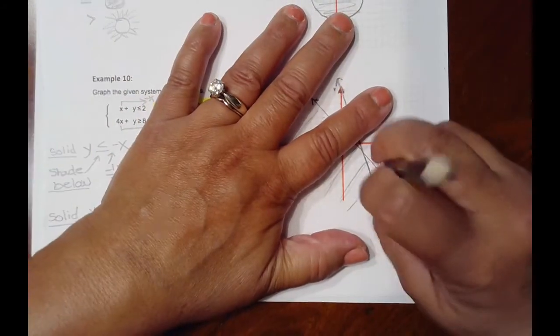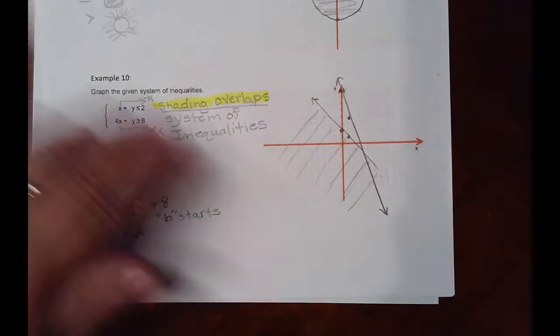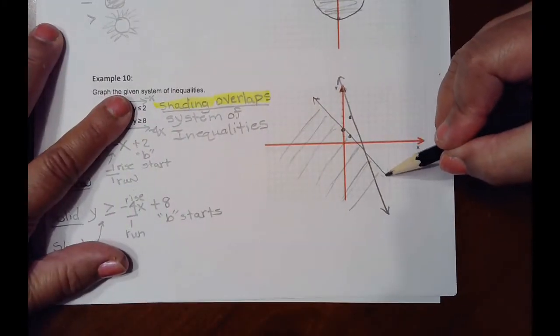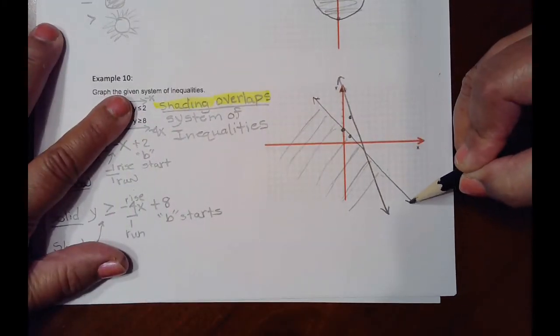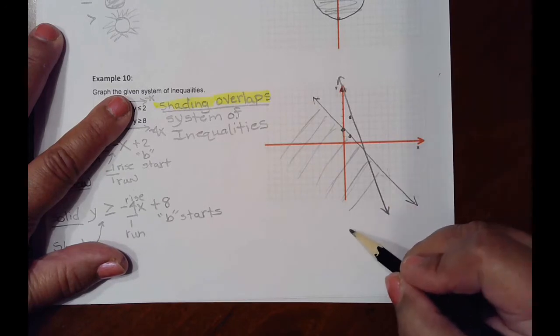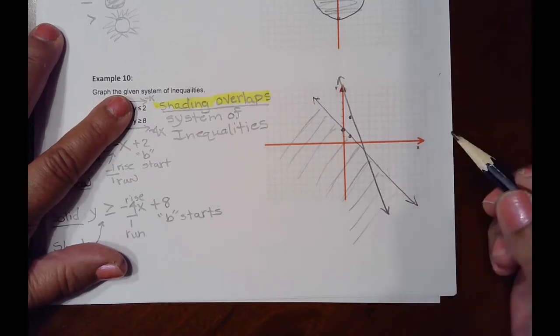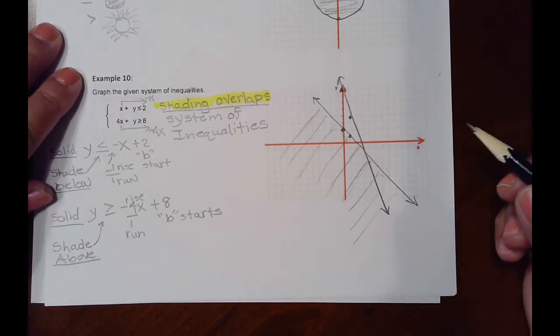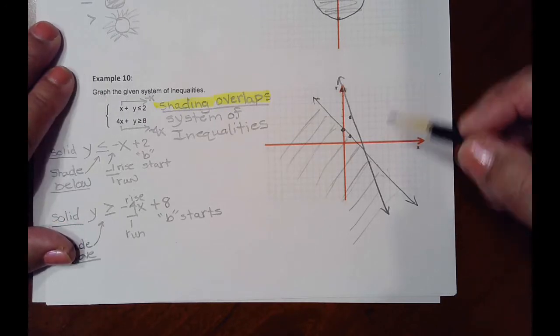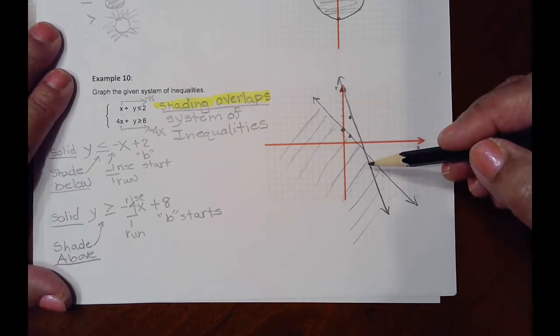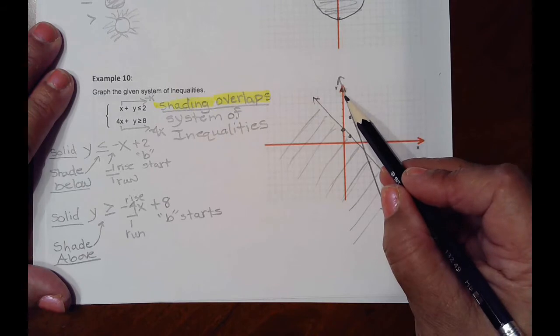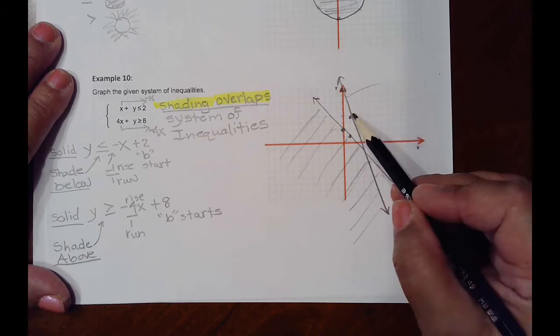Okay, let me try to extend this so that you can see nicely where the overlap is. Okay, for this second one that I graphed, I'm shading above. So that would be right here.